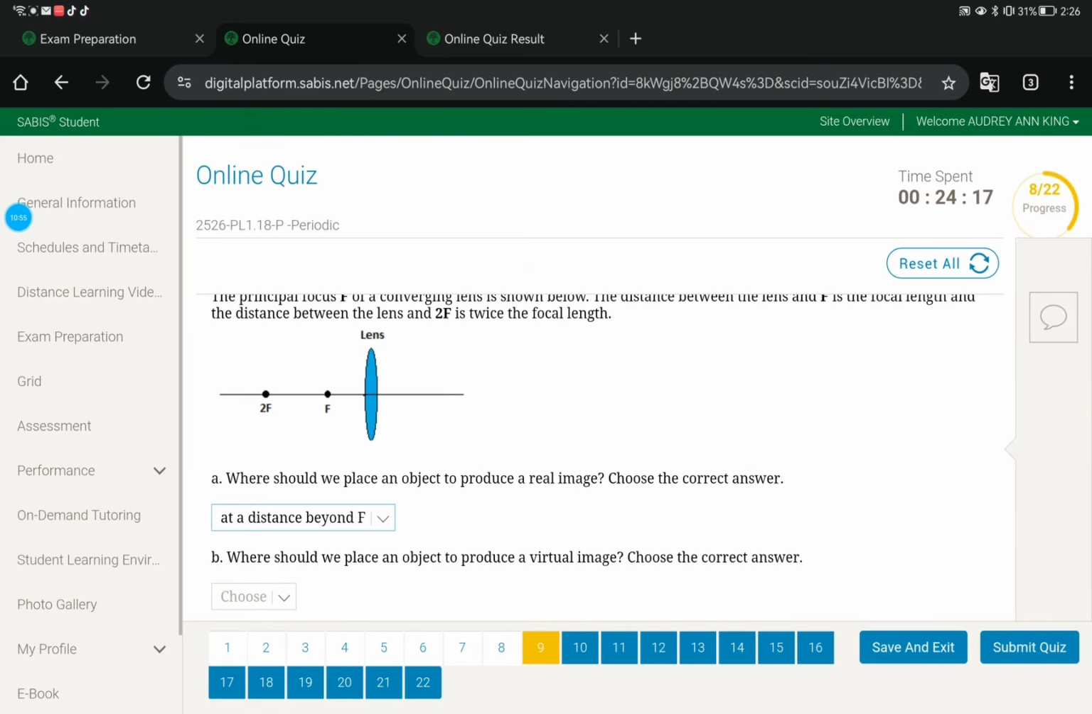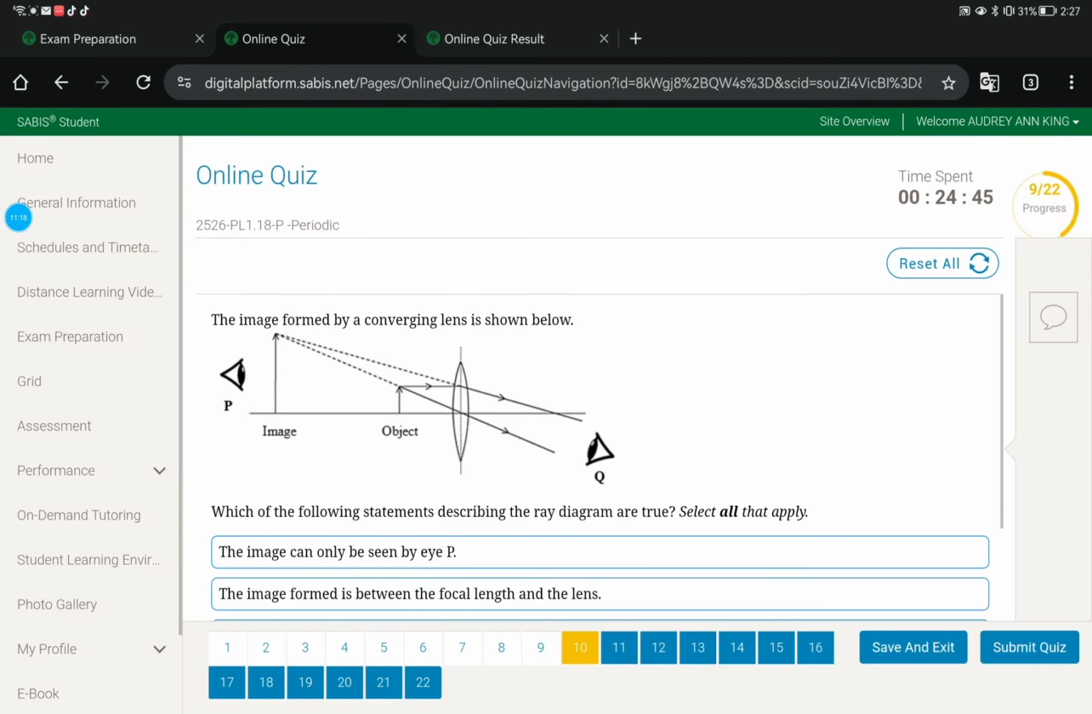Where should we place the object to produce a virtual image? Between f and the optical center. For this, a distance beyond f is basically from here to here and anywhere beyond that. But for between f and the optical center, it's here and here. So yeah.